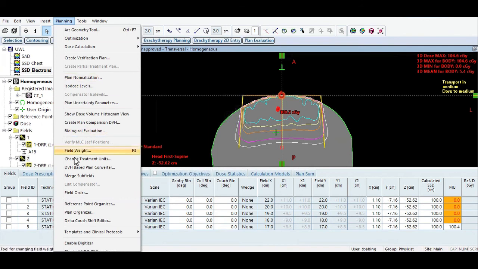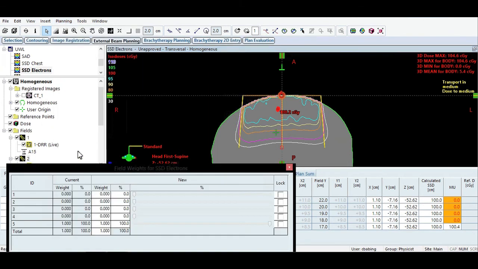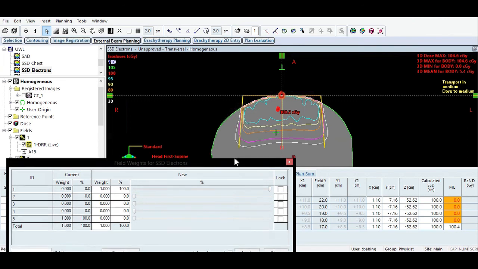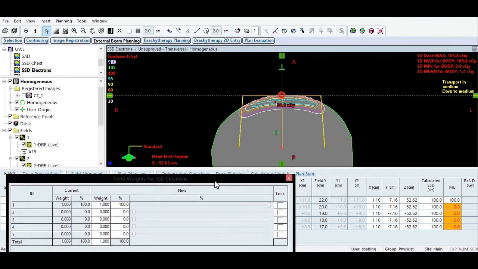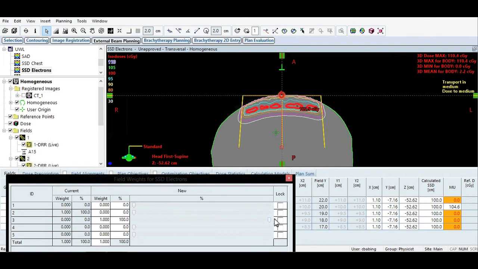Let's look at isodose. Here's 6E. Here's 9E, 12E, 16E, and 20E.